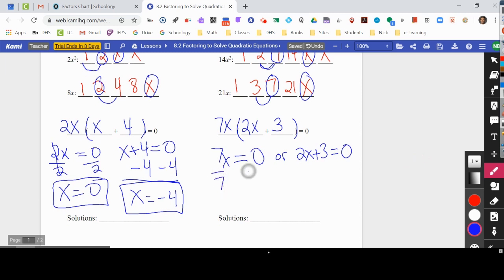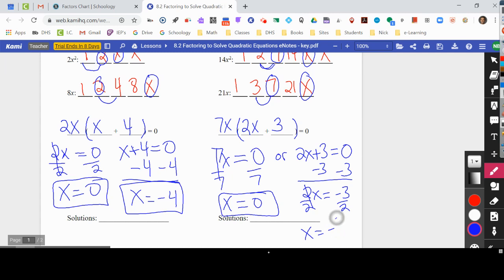So here I'm going to divide by 7, and you get x is equal to 0. Here's my one solution. And then here I subtract 3, 2x is equal to negative 3. I divide by 2, and x is equal to negative 3 over 2. Just leave your answers as an improper fraction. That's okay. If they don't divide evenly, just leave it as such. So here I got 2 solutions. That's how you factor the first way with the GCF.